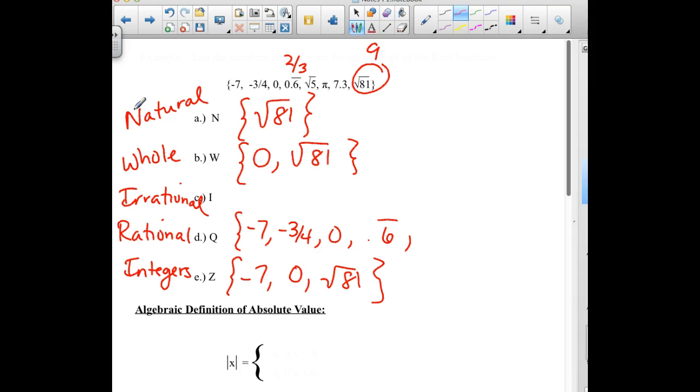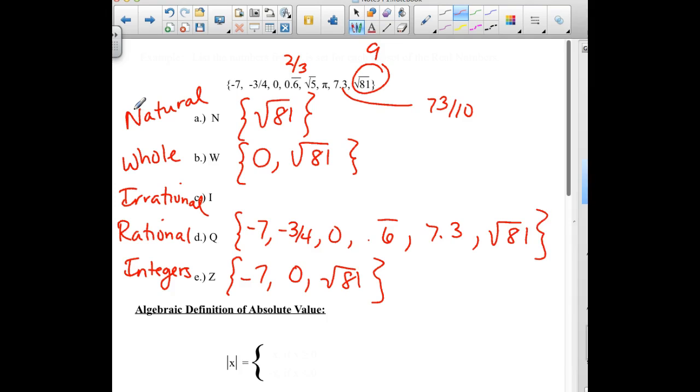Square root of 5, that one would be irrational. Pi is irrational. 7.3 could be written as 73/10. So it can be written as a fraction or a ratio. So it would be rational. And then we also have the square root of 81 because that represents 9.